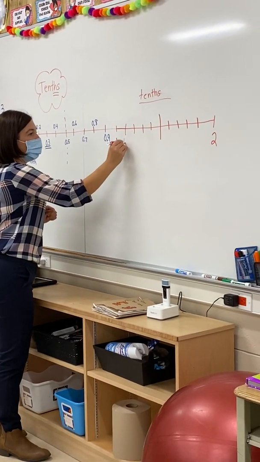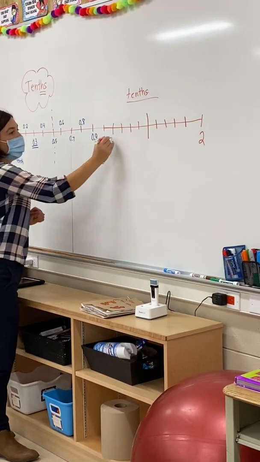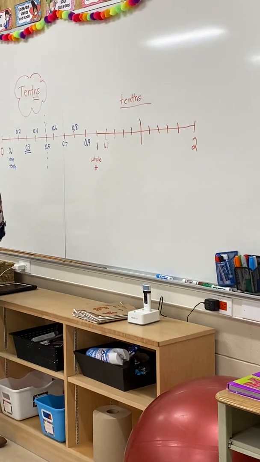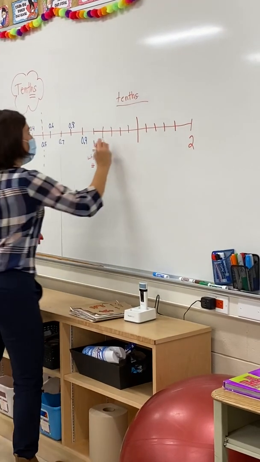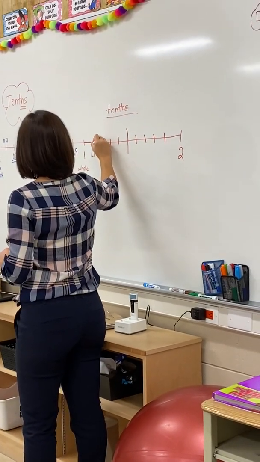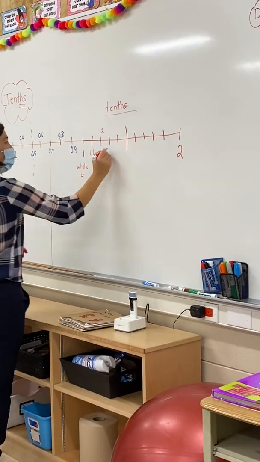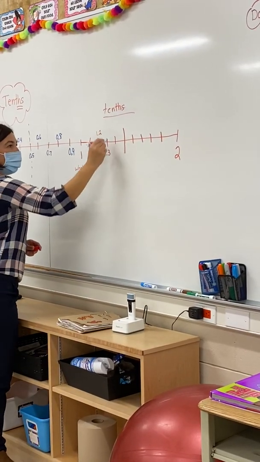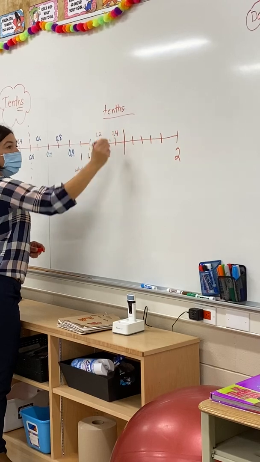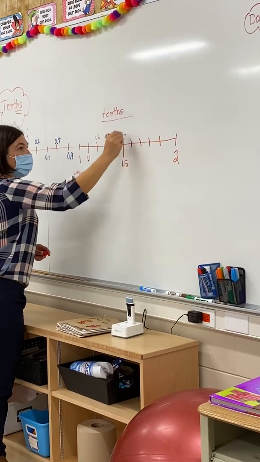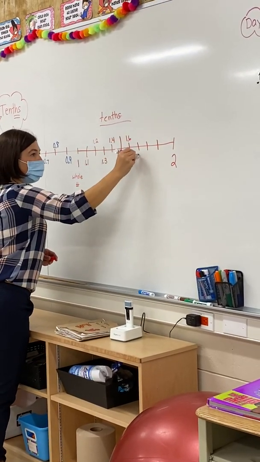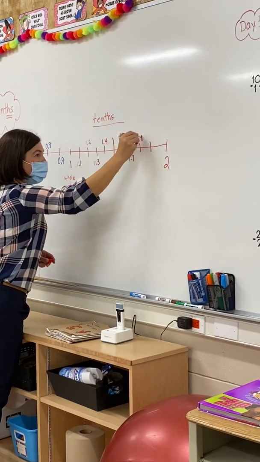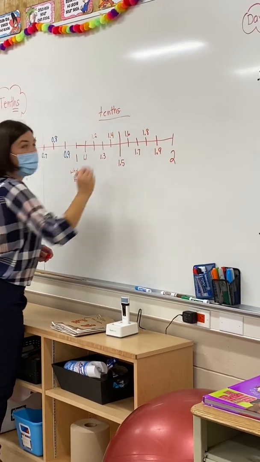So this is actually 1 whole and 1/10. So it's 1 decimal 1. So what do you think this one is? 1 decimal 1. Okay, say it with me. 1 decimal 3. 1 decimal 4. 1 decimal 6. 1 decimal 7. 1 decimal 8. 1 decimal 9. Okay, wonderful.